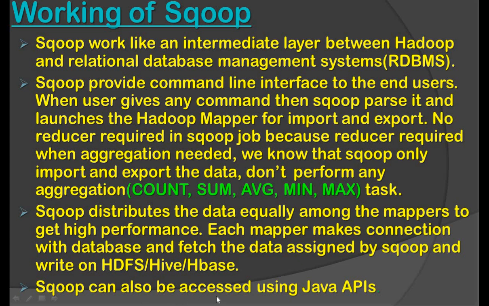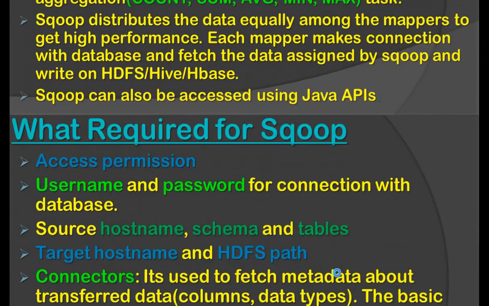Sqoop can also be accessed using the Java API. We can make a Java API, make a connection with Sqoop, and access Sqoop. In this way we can access Sqoop by Java API also. Now let's see the next point.